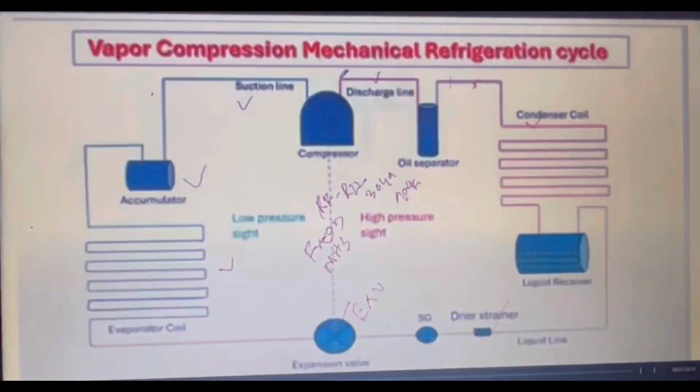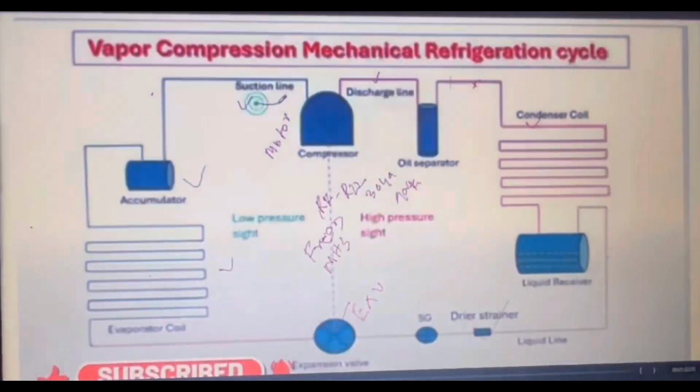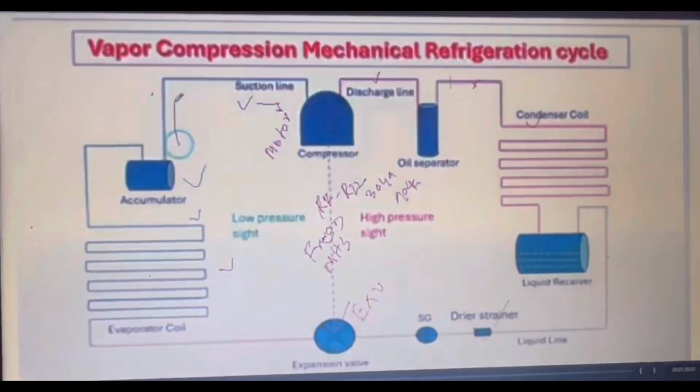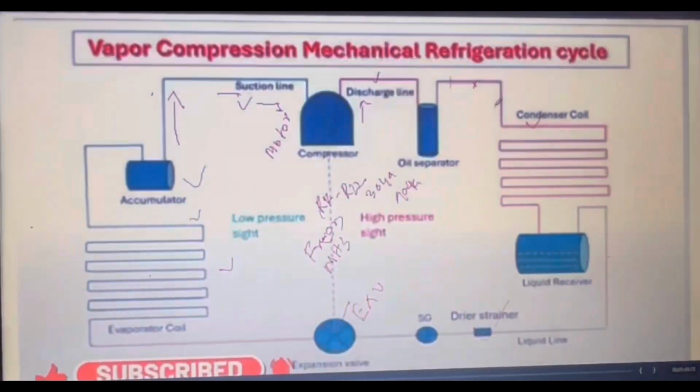Okay friends, next, how does it work? When the compressor motor is on, the compressor sucks the low pressure, low temperature refrigerant vapor from the evaporator through the suction line and compresses it into high pressure, high temperature refrigerant vapor, sending it to the condenser through the discharge line. So this is the main working of the compressor.